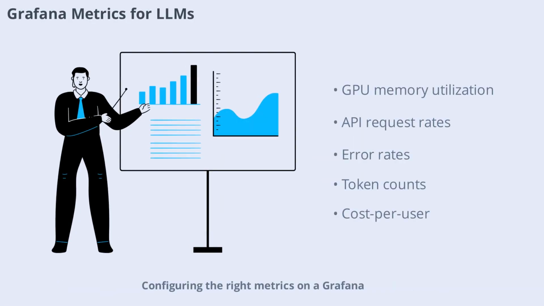Configuring the right metrics on a Grafana dashboard is essential for monitoring LLM applications. At the system level, track GPU memory utilization, API gateway request rates, and error rates such as 4xx and 5xx codes. At the AI level, monitor input and output token counts per minute, average latency distributions, semantic cache hit rates, and cost per user metrics. These insights help you maintain performance, control costs, and quickly detect issues.